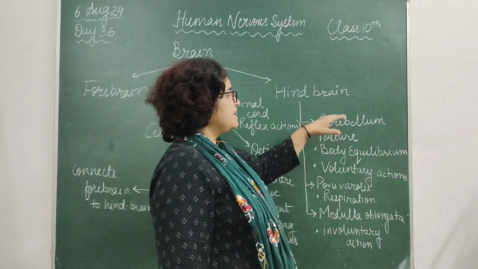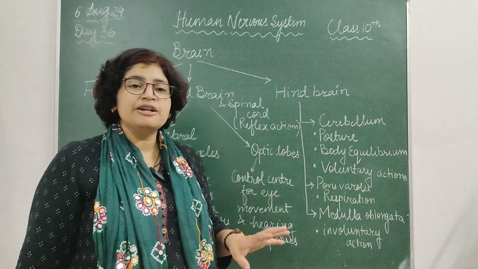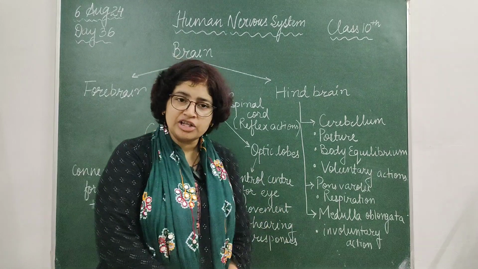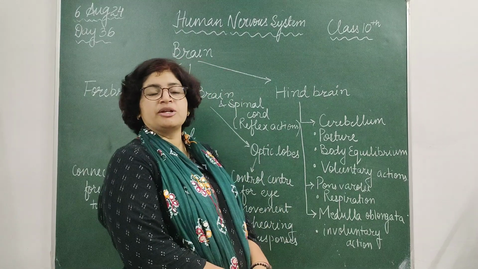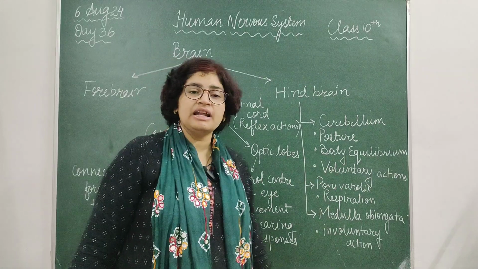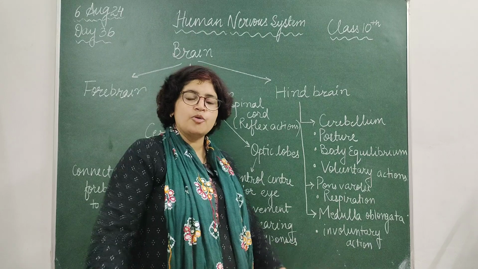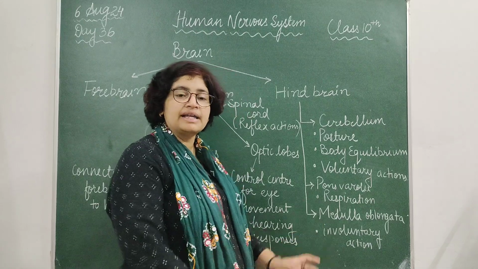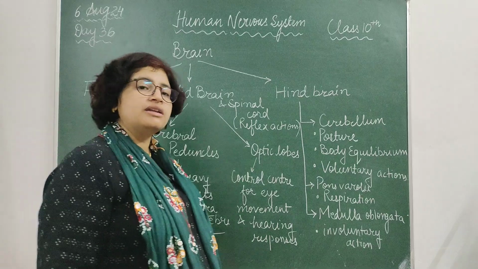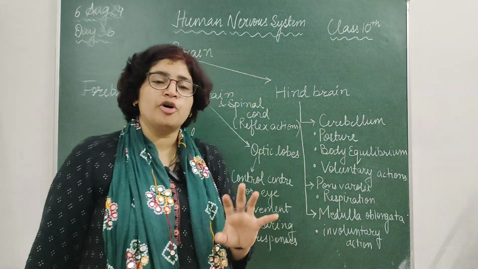So here the cerebellum, the first important part of the hindbrain, is meant for controlling our posture. Means आप कैसे खड़े रहते हैं, कैसे चलते हैं, कैसे बैठते हैं, आपके बॉडी पोस्चर को ये कंट्रोल करता है. Secondly, it helps to maintain our body equilibrium or body balance. Means अगर आपको कोई इंस्ट्रक्शन करे कि आपको वॉक करना है स्ट्रेट लाइन में, then you have the cerebellum active and you will walk in a straight line because of the cerebellum functioning properly.